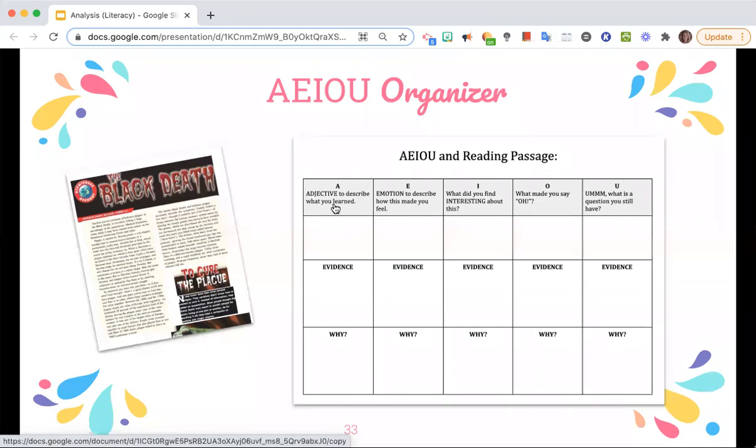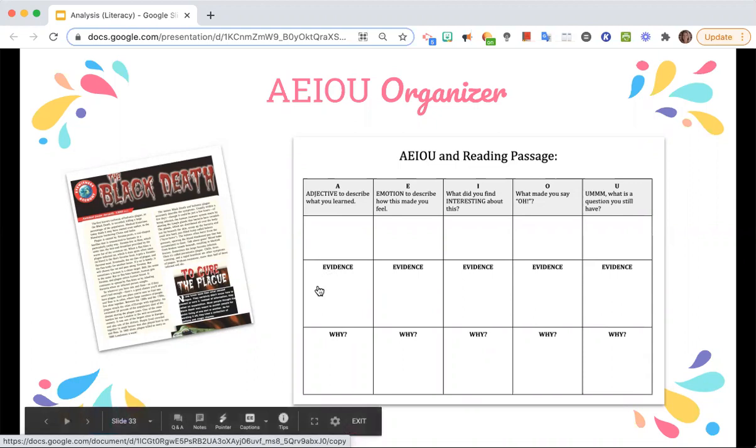After reading this particular reading passage, the participants are typically disturbed. So if I chose the adjective disturbing, an adjective to describe what you learned, what I would next do is ask them, well, what was disturbing? Find evidence in the text that shares with me why you found this disturbing. And then I would ask them, well, why? Why is that disturbing? And that usually pushes them to the point where they can not only draw the analysis, but they can explain their analysis. And that really is what we want our students to be able to do.